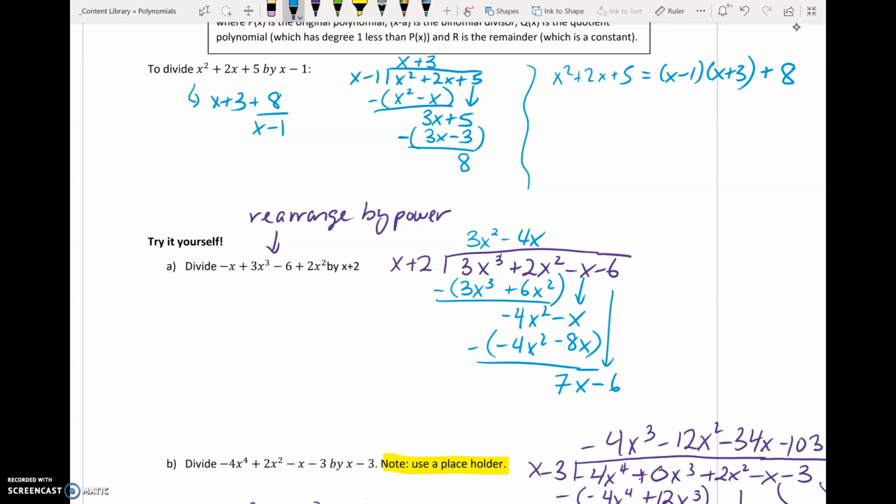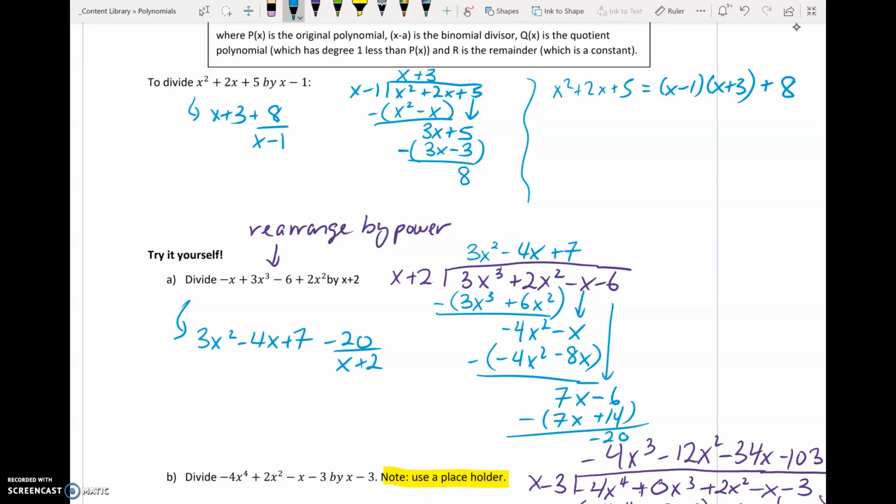So in order to get 7x, I just need to multiply this x by 7. And then now to get the bottom here, that's 7 times x and 7 times 2. So that's 7x plus 14. Then we'll subtract it, and we'll get a remainder of negative 20. So your answer to this then is 3x squared minus 4x plus 7 minus 20 over x plus 2. And that is your final answer after long division.